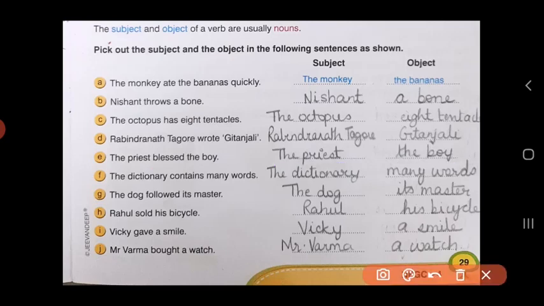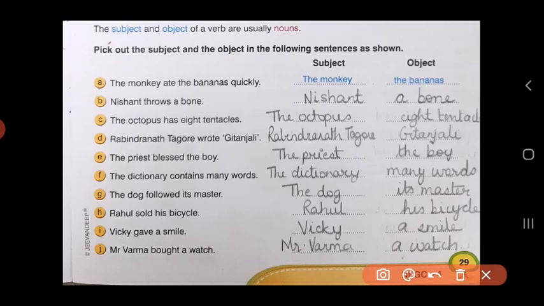F. The dictionary contains many words. Contains will be your verb. The dictionary will be the subject and many words will be your object. G. The dog followed its master. Followed is the verb. The dog will be the subject. Its master will be the object.